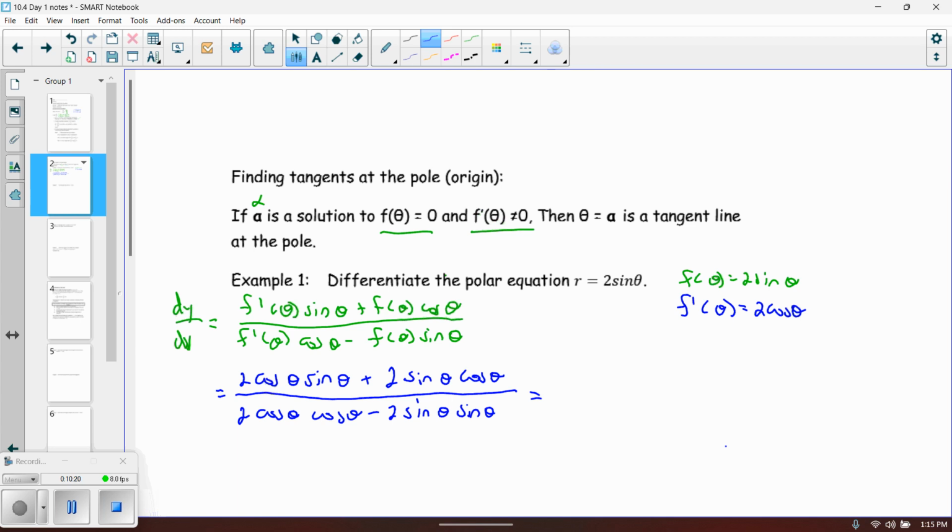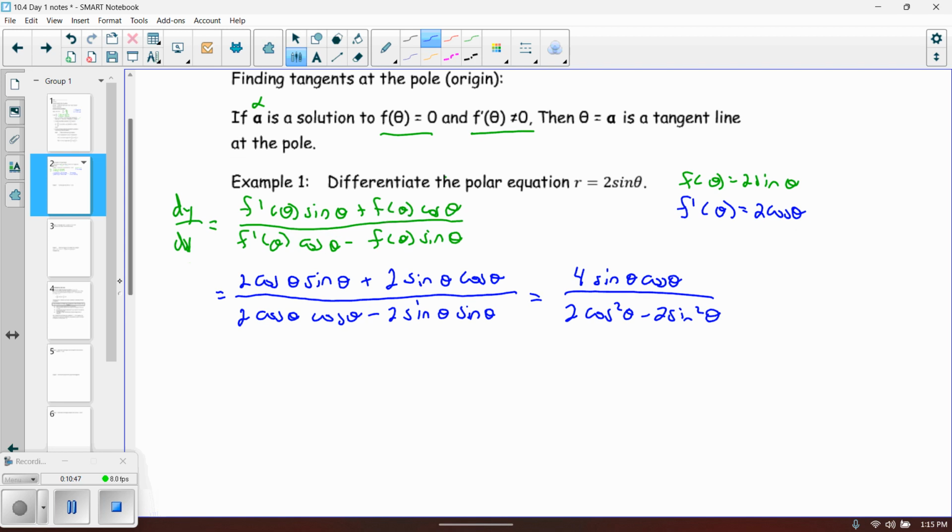So we're just going to figure out what we have here. On the top, we've got 2 cosine of theta sine of theta plus 2 sine of theta cosine of theta. Well, it's the same thing. So now we're going to have 4 of them. Does not matter which order we write the sine or cosine in. And in the denominator, we've got 2 cosine squared of theta minus 2 sine squared of theta. If that was plus, this would be much nicer, but it isn't. All right, we can still simplify though.